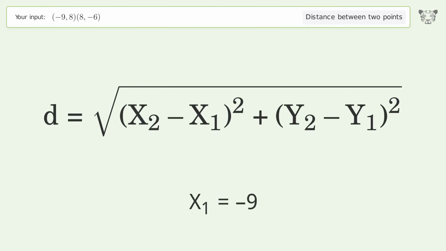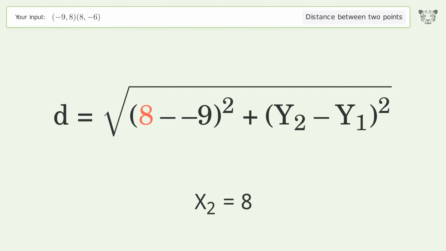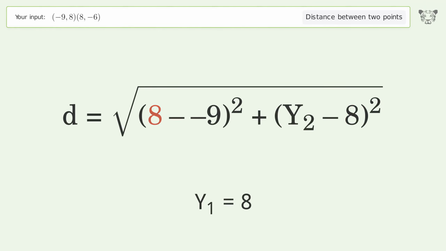x1 equals -9. x2 equals 8. y1 equals 8. y2 equals -6.